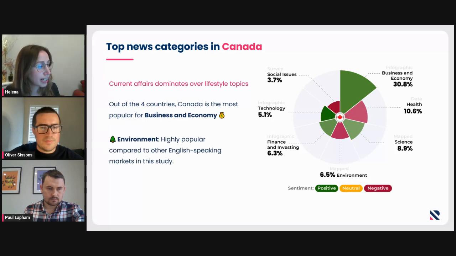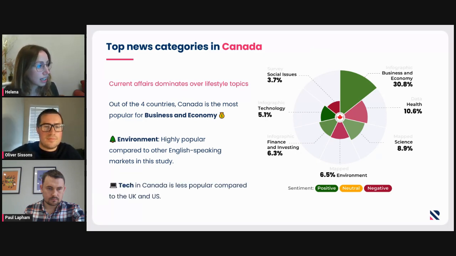Environment is highly popular in Canada compared to other English-speaking countries in the study as well, ranking 4th place as the most popular news category. And interestingly, tech in Canada is less popular compared to the UK and the US, where we saw technology ranking 3rd place.